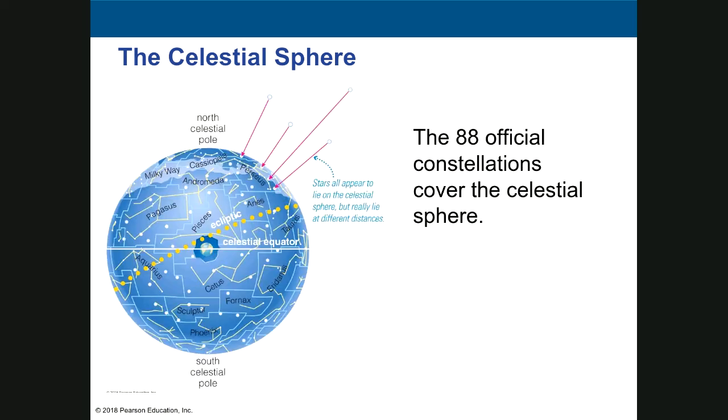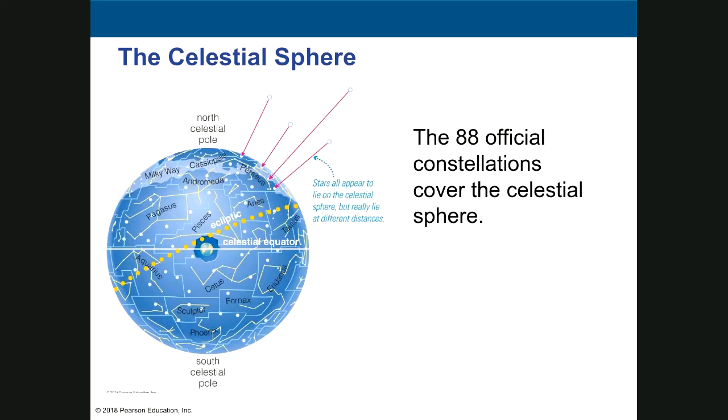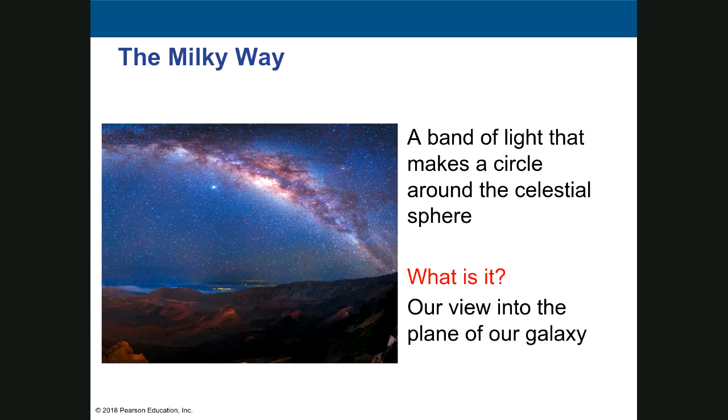So you can see different constellations from different parts of the Earth, whether you're in the northern or southern hemisphere. All the stars sort of appear to be the same distance away, on this celestial sphere, but they are all actually different distances away. And again, it took the invention of the telescope, or at least the application of the telescope to astronomy, to really resolve that the stars were different distances away.